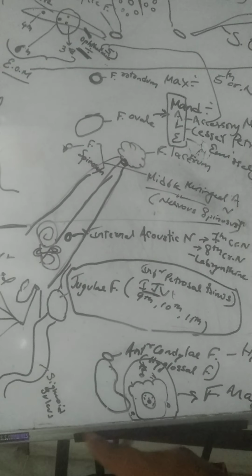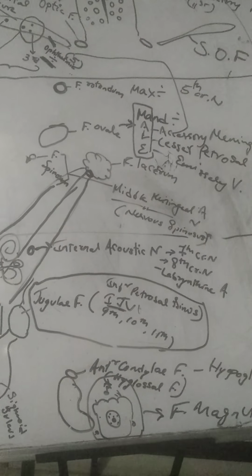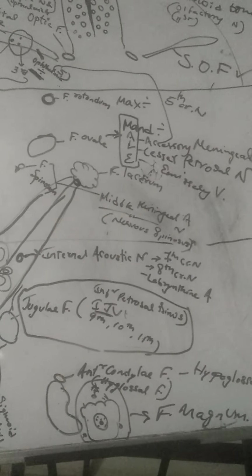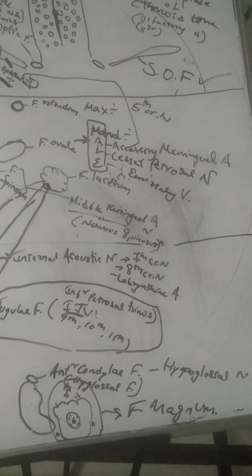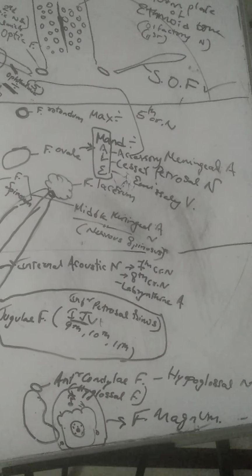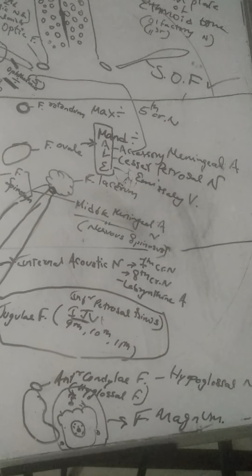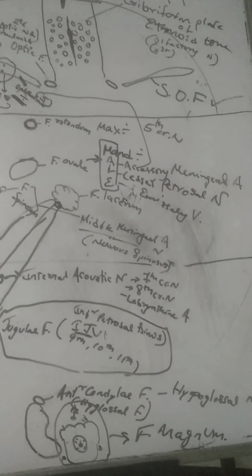Come to the next foramen. In front of the occipital condyle, there will be one foramen. It is called as anterior condylar foramen. It's also called as hypoglossal foramen, because hypoglossal nerve passes through this, which supplies the muscles of the tongue. It is called as anterior condylar foramen because it is in front of the occipital condyle, also called as hypoglossal foramen.